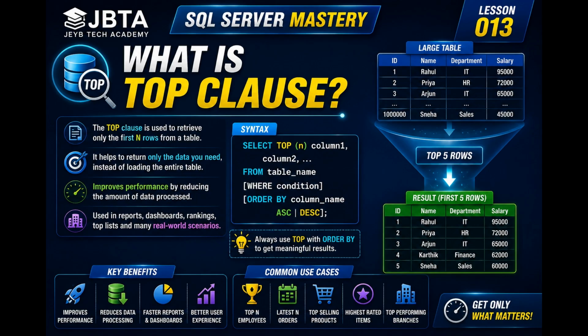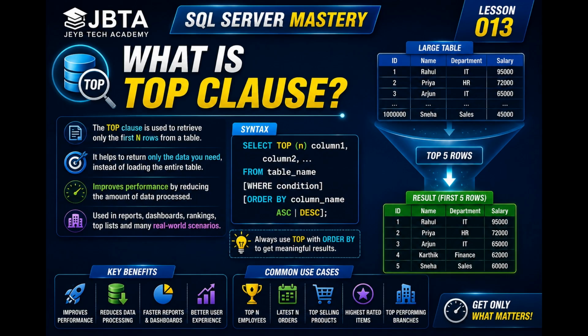The basic syntax is very simple. After the select keyword, we write the top keyword followed by the number of rows we want to retrieve. For example, top 5 returns the first 5 rows. Top 10 returns the first 10 rows. Top 100 returns the first 100 rows.